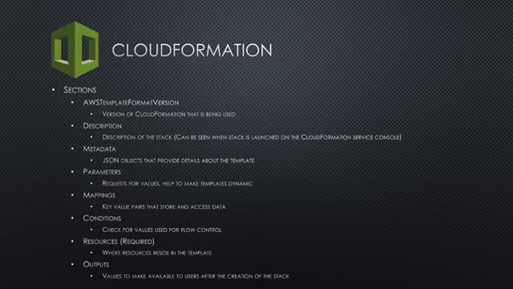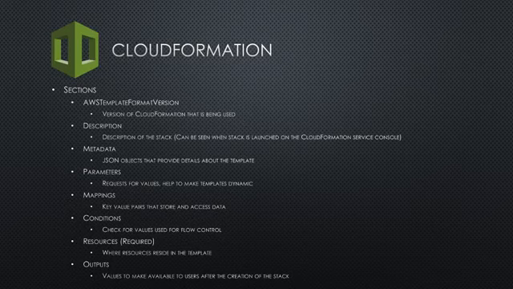Then you have description. So it's a description of the stack. When you bring this up and you spin up a stack in your console, this description will be what's displayed next to the stack name so that you know what it's for. You can have metadata. So these are JSON objects or YAML that provide details about the template. You can have parameters. Parameters are requests for values to help make your templating dynamic.